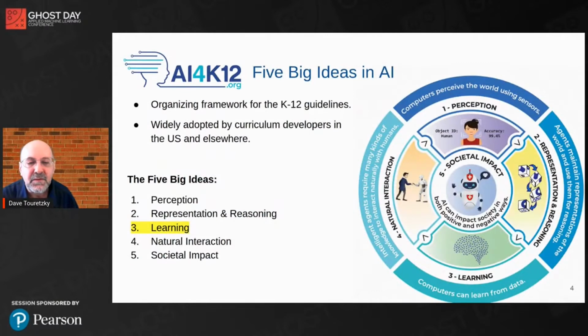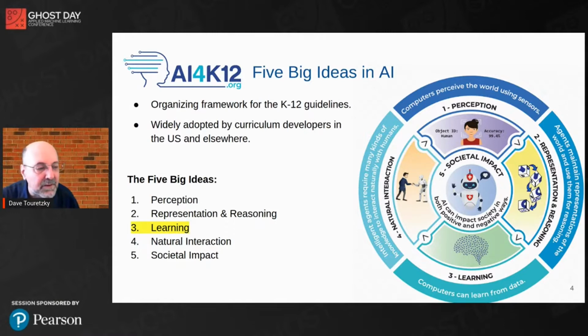One of the first things we did was release a list of 5 big ideas in AI, and you can see them here. This is the organizing framework for the guidelines. So our 5 big ideas: perception, that computers perceive the world using sensors; representation and reasoning, agents maintain representations of the world and use them for reasoning; learning, computers can learn from data; natural interaction. This is a broad area. It covers a number of topics, including natural language processing and common sense reasoning. And then finally, societal impact in the center. AI can impact society in both positive and negative ways. And this includes things like economic impacts of AI and also issues of ethical AI.